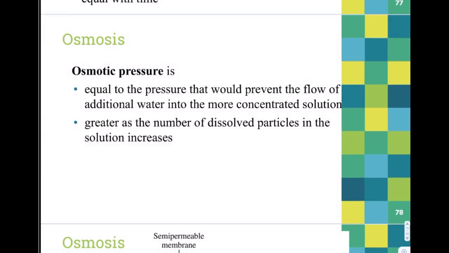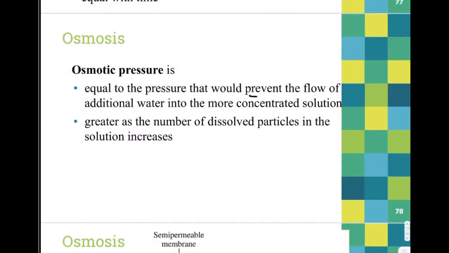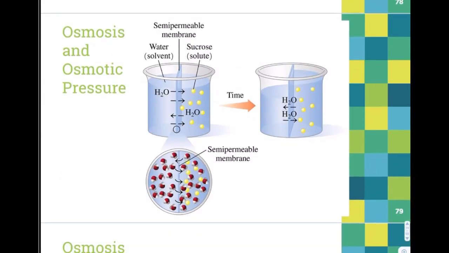So osmotic pressure is the pressure that would prevent the flow of additional water. So what kind of pressure do you have to apply to make the water stop doing this thing naturally? And it is greater as the number of dissolved particles in the solution increases. So if you're dealing with a sample like this, you have pretty high osmotic pressure because it is going to take a lot to stop that water, because it's going from nothing to a bunch of sugar. Right? So the more sugar you have, the more the water wants to go. And so the pressure to stop the water would be really high. So your osmotic pressure is the pressure to stop the water from doing what it wants to do. And so, like I said, over time, you would see the water level actually increase.